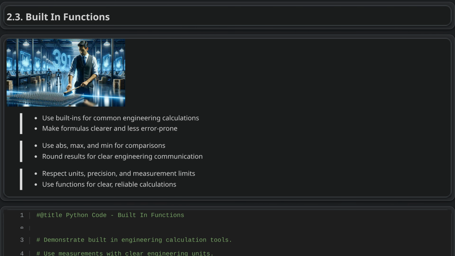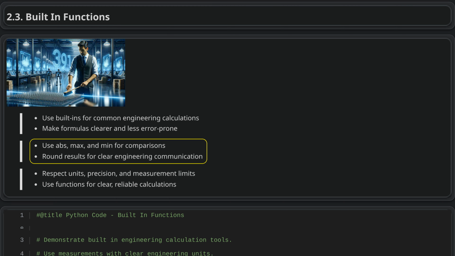Built-in functions. Python's built-in functions help engineers handle common calculations quickly and reliably. They make it easier to find values such as maximums, minimums, absolute differences, and rounded results without getting lost in extra computational steps. This lets engineers focus more on the purpose and logic of their work while reducing errors. Built-in functions help express common engineering calculations clearly and efficiently.